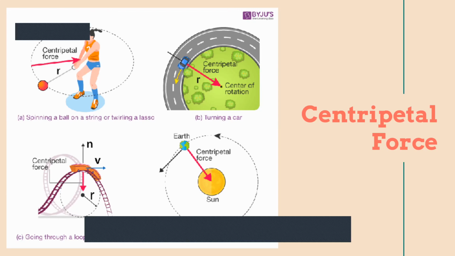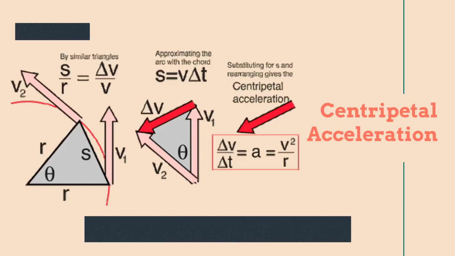Your centripetal force also creates something called centripetal acceleration. You can see in this picture as well, if you're going in a circle, your tangential velocity is always perpendicular to the center. Centripetal acceleration is the change in velocity over time, and because it's a vector, it takes direction into account.